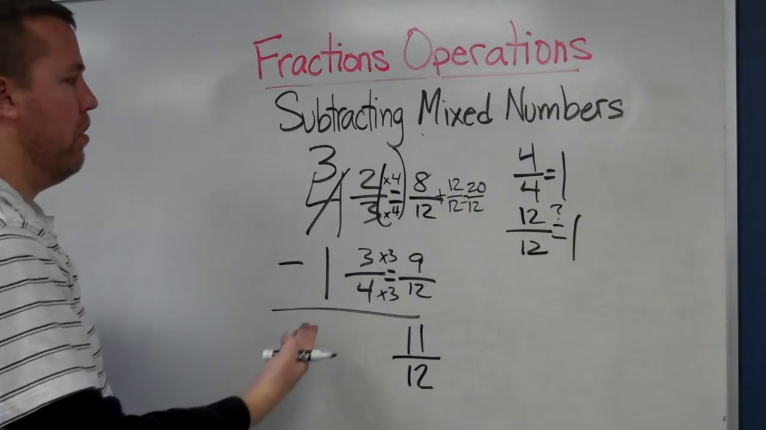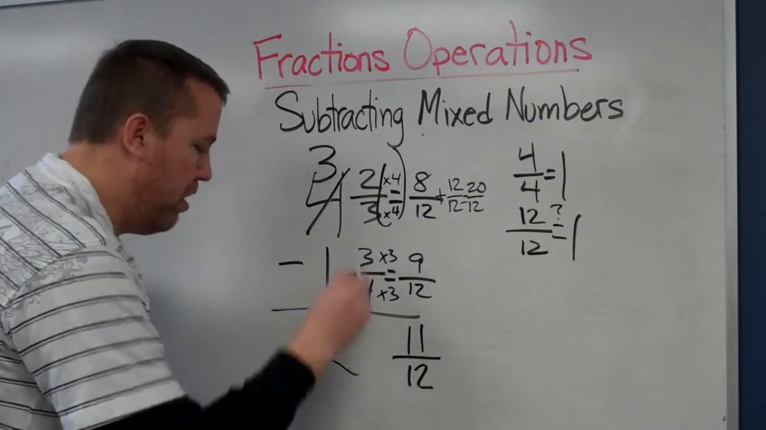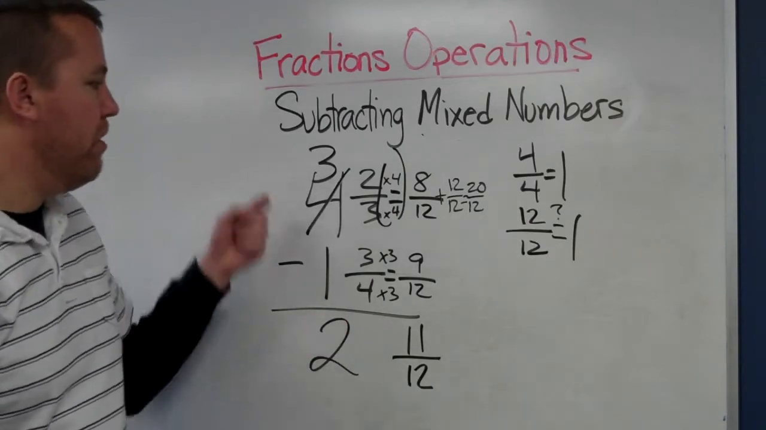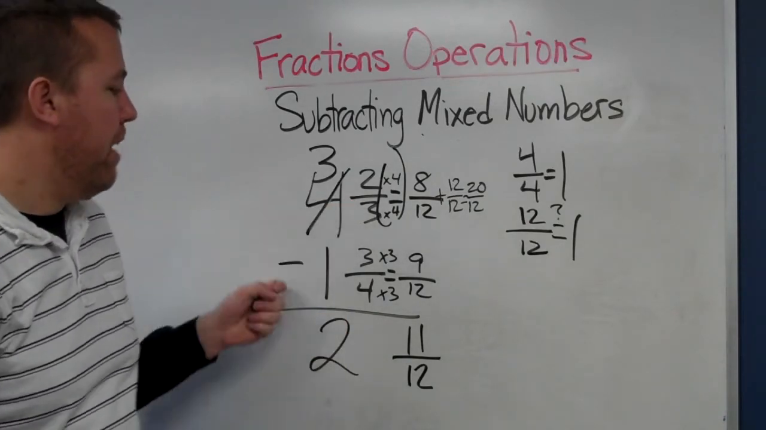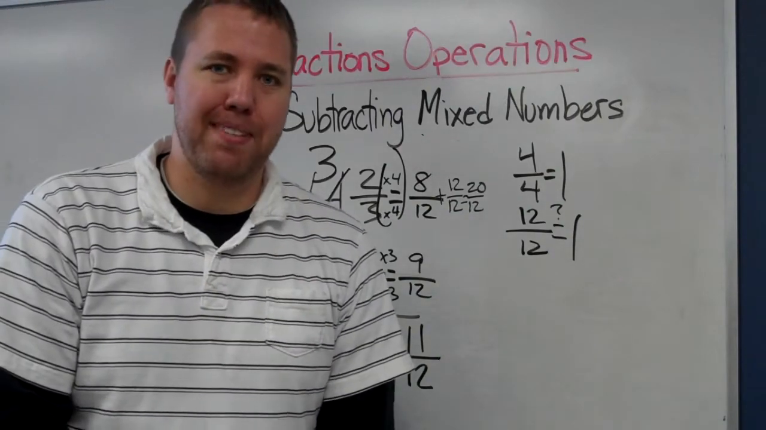Now I look to the whole number. 3 minus 1 is 2. So 4 and 2/3 minus 1 and 3/4 equals 2 and 11 twelfths.